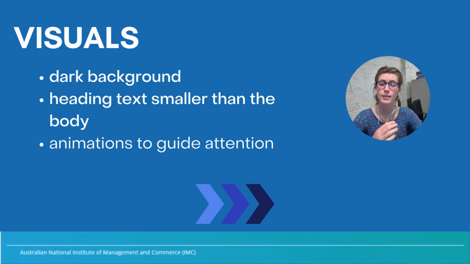In practice, using these tips can look like having a dark background with text that's light. It can look like having a body with the text smaller than the heading, and it can look like using animations in order to direct attention where we want it to go, such as arrows or lines.